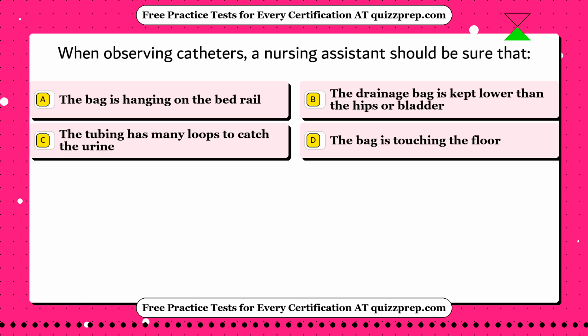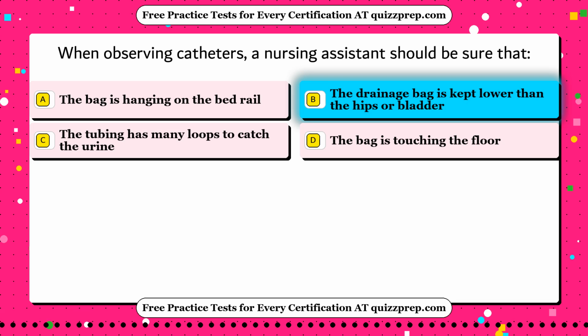Question 25. When observing catheters, a nursing assistant should be sure that: Option A, the bag is hanging on the bed rail. Option B, the drainage bag is kept lower than the hips or bladder. Option C, the tubing has many loops to catch the urine. Option D, the bag is touching the floor.